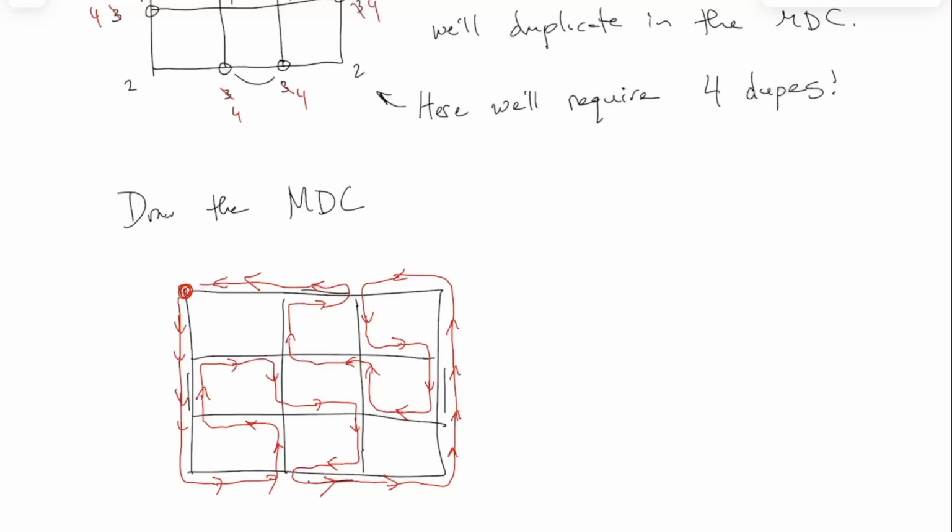All right. So this is a minimum duplication circuit with 4 duplications. They are here, here, here, and here. 4 dupes. Everything else I hit, all the other edges I hit only once. But I had to run across those 4 twice.